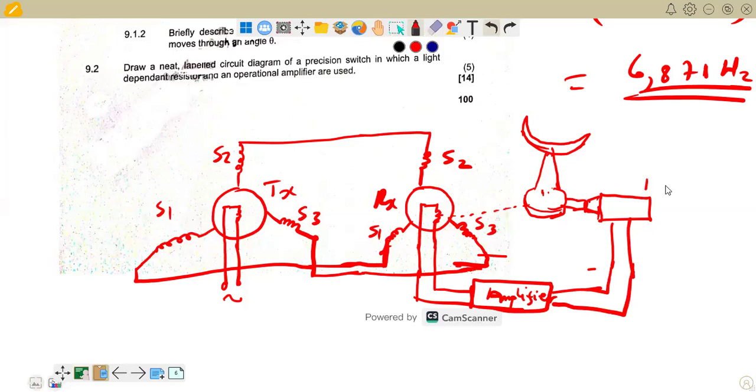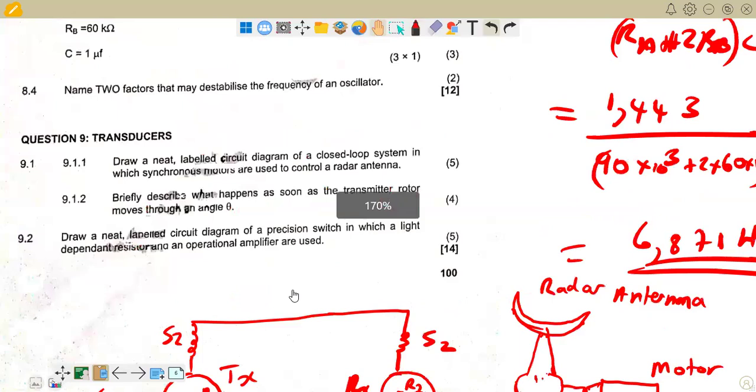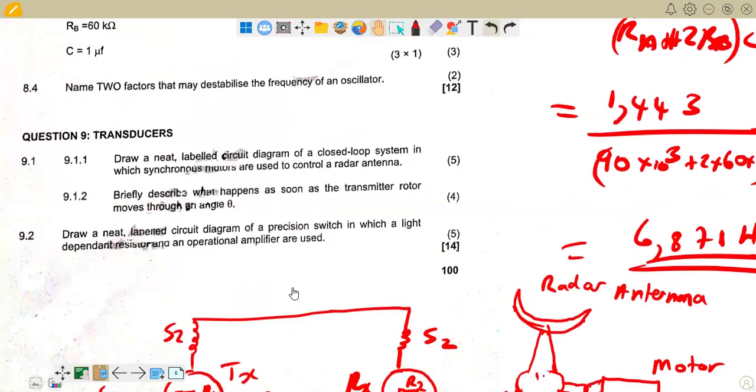Then, of course, we say it is connected directly to the motor. There it is to the motor. We label the motor here. So we say that's an amplifier there, that's R1, that's R2. And then we have our radar antenna at this point. There is our diagram. We are answering question number 9.1.1.